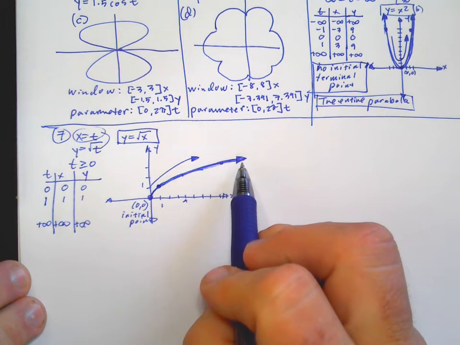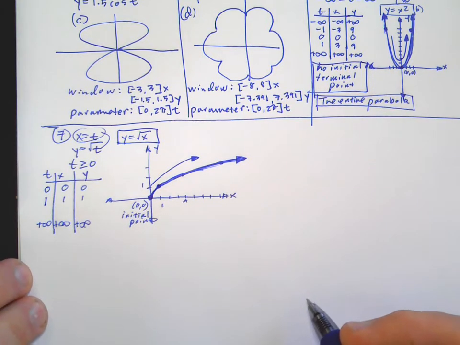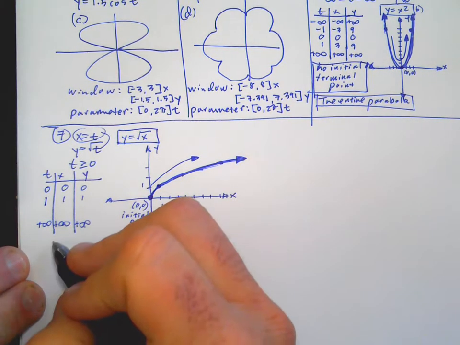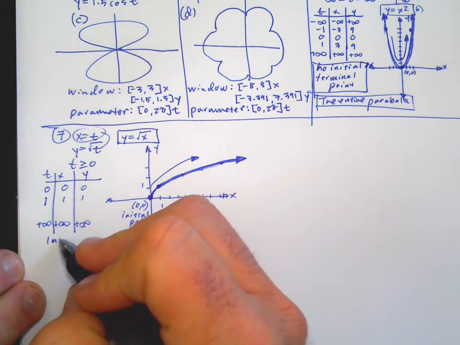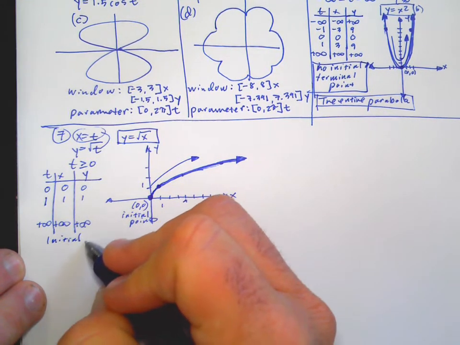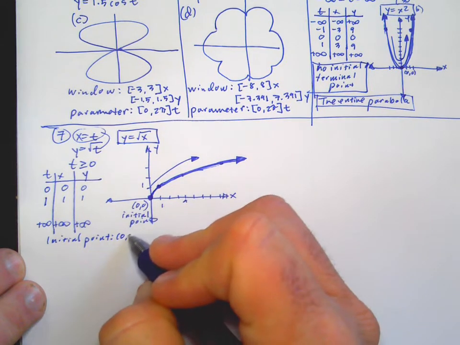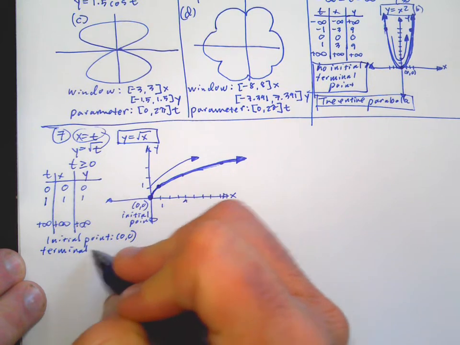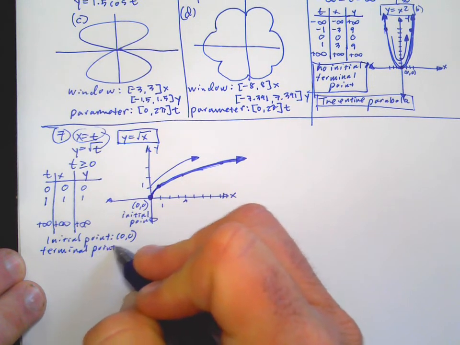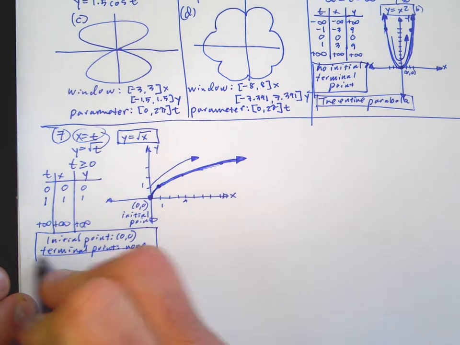This arrow does not indicate direction; it just indicates the graph keeps going forever. This solid dot right here stops. So the initial point is 0, 0. The terminal point is none, or something like that.